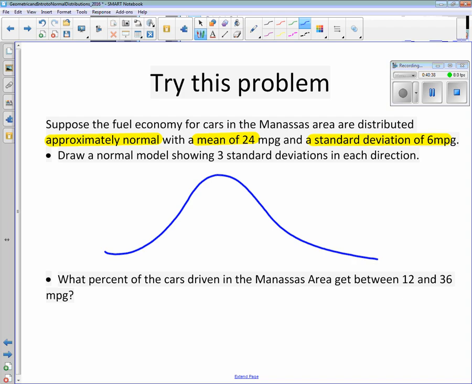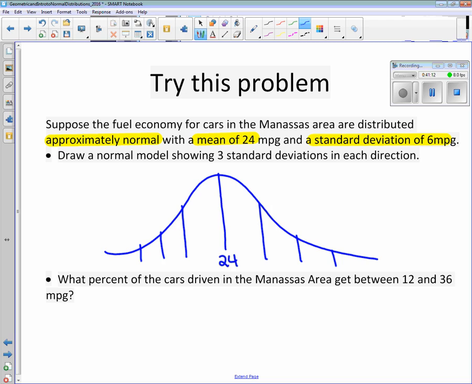Where do I start? The middle. Good. Jennifer, what's the mean? So I put 24 right in the middle. And I'm going to go up 1, 2, 3 standard deviations, and I'm going to go below 1, 2, and 3 standard deviations. I'm also going to attach numbers to those places. The standard deviation is 6. So I'm going to add 6 to the right, and I'm going to subtract 6 from the left.